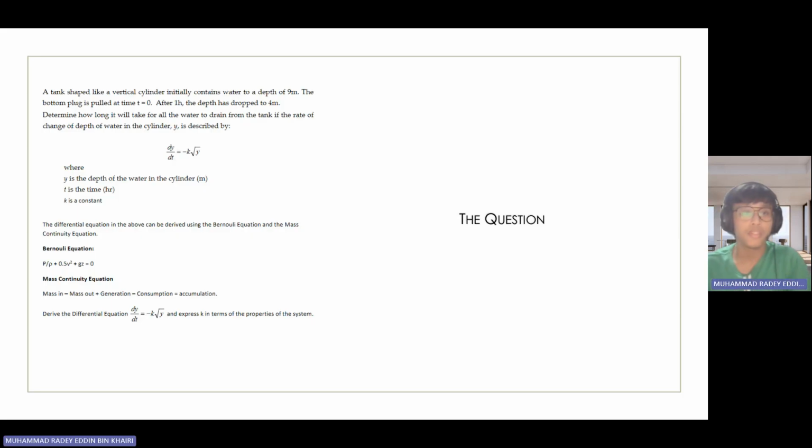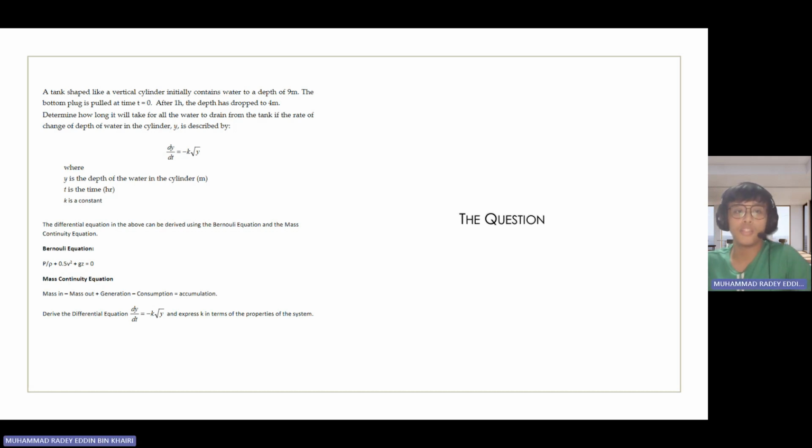So this is the question. A tank shaped like a vertical cylinder initially contains water to a depth of 9 meters. The bottom plug is pulled at the time of t equals 0. After an hour, the depth has dropped to 4 meters. Determine how long it would take for all of the water to drain from the tank if the rate of the change of depth of water in the cylinder y is described as dy/dt equals negative k square root y, where y is the depth of water in the cylinder, t is the time in terms of hours, and k is the constant.